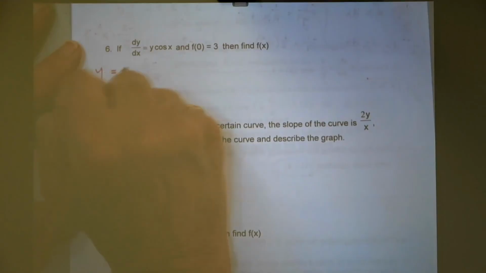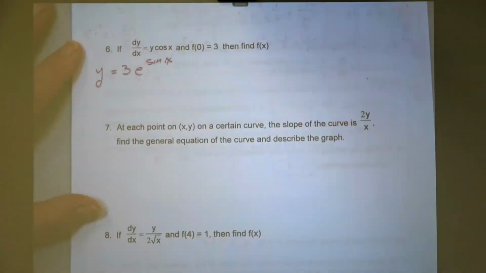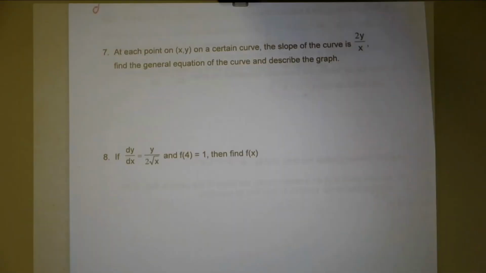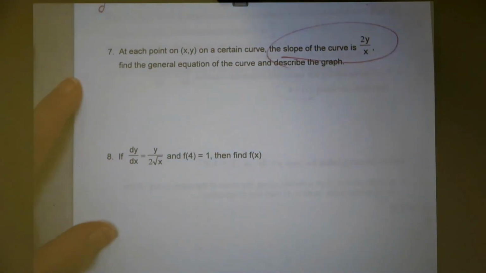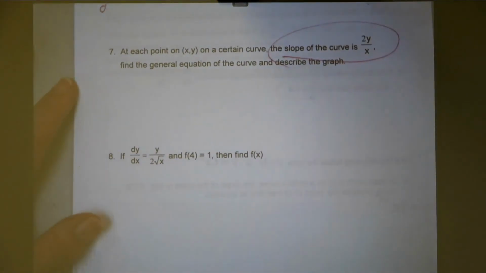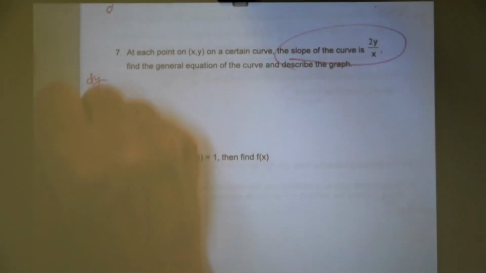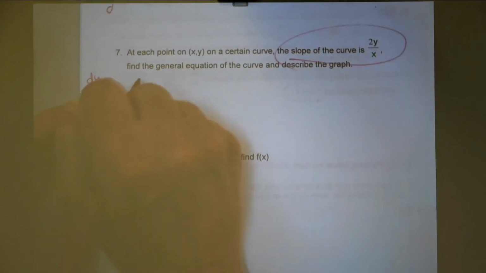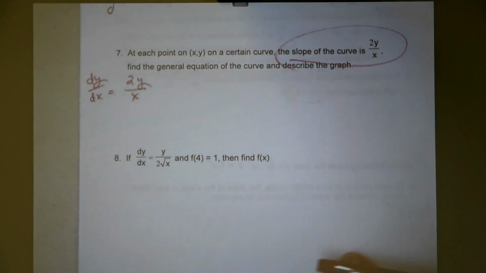Problem 6 is y equals 3e to the sine x. And let's jump down to 7. At each point x, y on a certain curve, the slope of the curve is, again, here you go. This is your dy/dx right there. They're not saying here's dy/dx, but they're telling you that. So I would write that down as soon as you figure that out. dy/dx is 2y over x. Here's another x to the negative 1. Maybe I won't forget it this time.